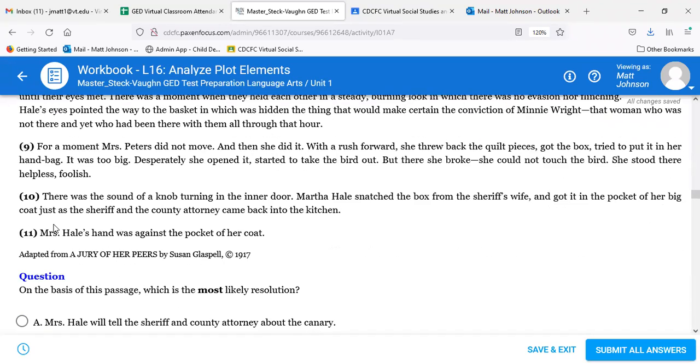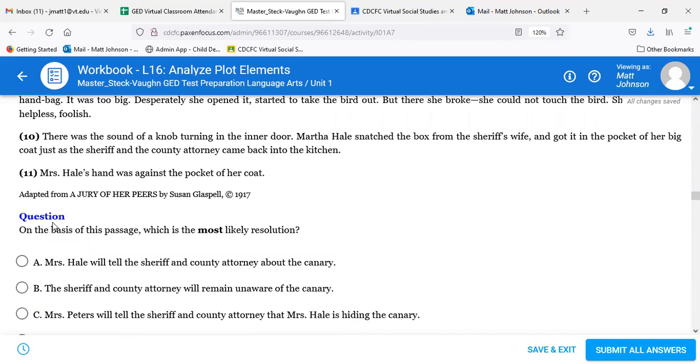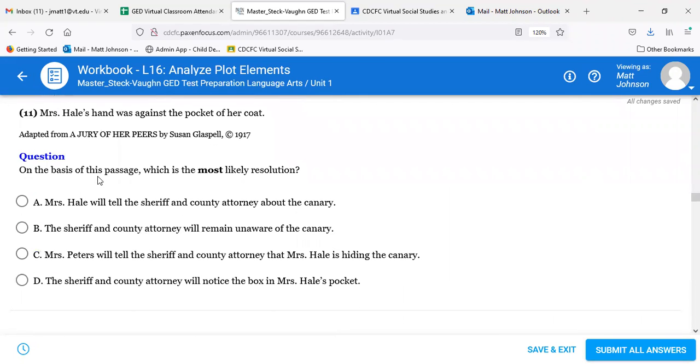All right, number 6. Grace, you want to take number 6 for us? On the basis of this passage, which is the most likely resolution? A, Mrs. Hale will tell the sheriff and county attorney about the canary. B, the sheriff and the county attorney will remain unaware of the canary. C, Mrs. Peters will tell the sheriff and county attorney that Mrs. Hale is hiding the canary. And then D, the sheriff and the county attorney will notice the box in Mrs. Hale's pocket.